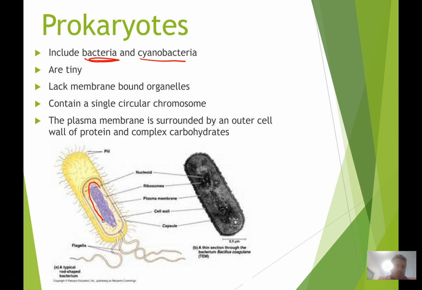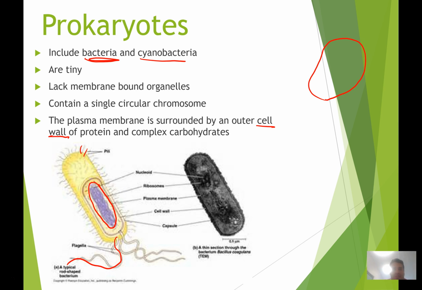This purple structure here is the chromosome, and although it's all wound up, if you were to unwind it, it would form a circle. Remember, that's different from our chromosomes as eukaryotes, because ours are linear. The plasma membrane is surrounded by an extra layer, which we call a cell wall, made up of protein and complex carbohydrates, just to protect the bacteria a little bit more. You might also find different structures in bacteria, such as flagella that help it move, and pili. Lots and lots of different structures.